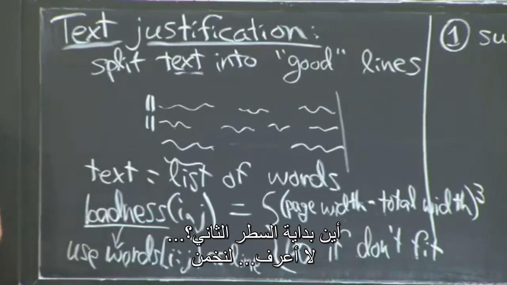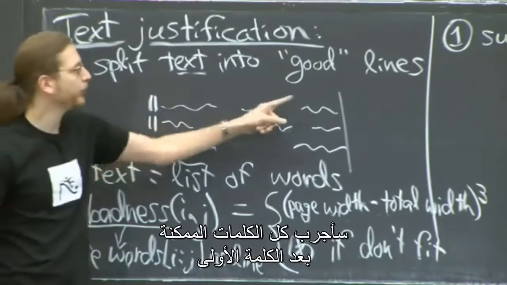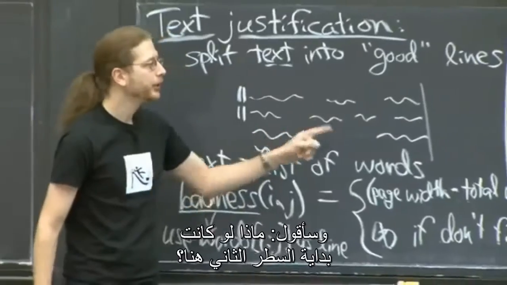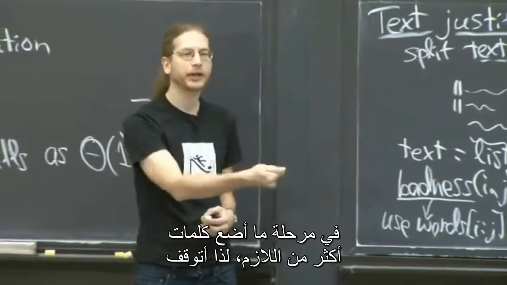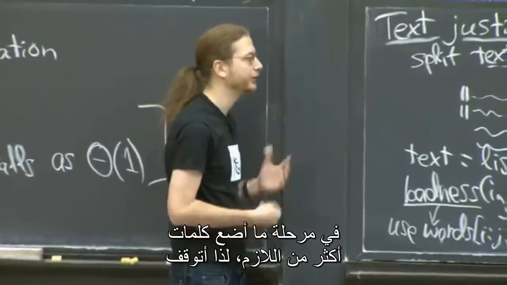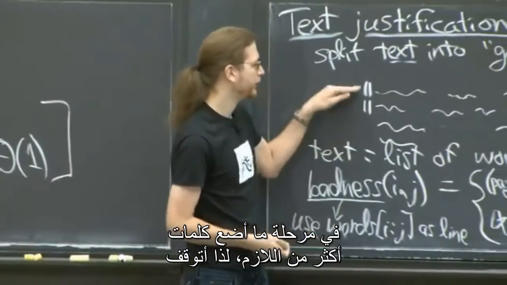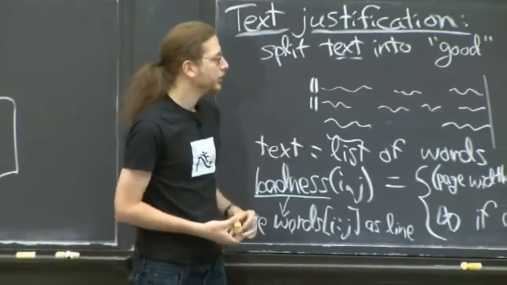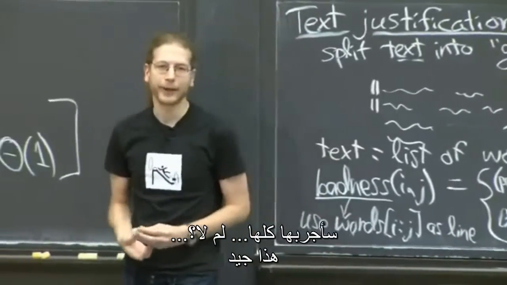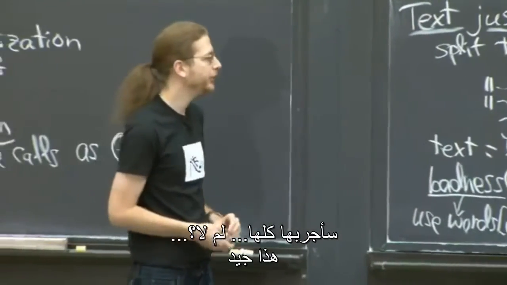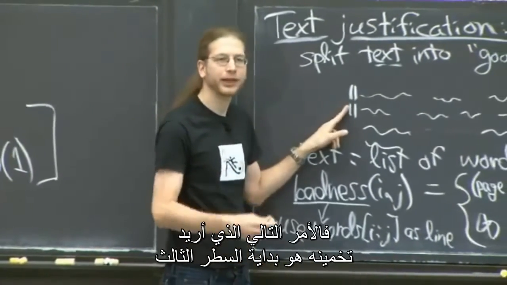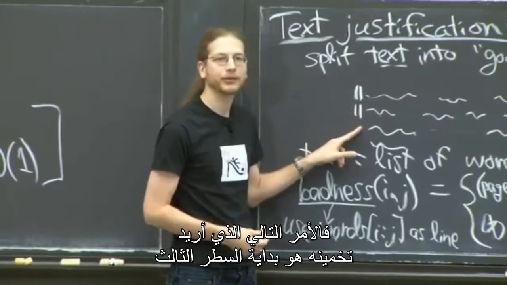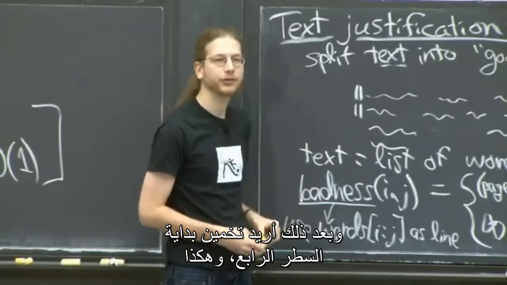I don't know. Guess. So I'm going to try all the possible words after the first word and say, well, what if I started my second line here? At some point, I'm going to be packing too much into the first line, and so I abort. But I'll try them all. Why not? OK, that's good. The issue is that once I've chosen where the second line is, of course, the next thing I want to guess is where the third line begins. And then I want to guess where the fourth line begins, and so on.